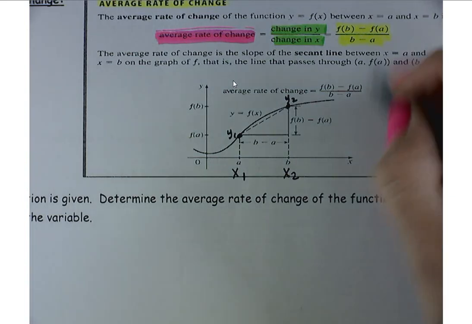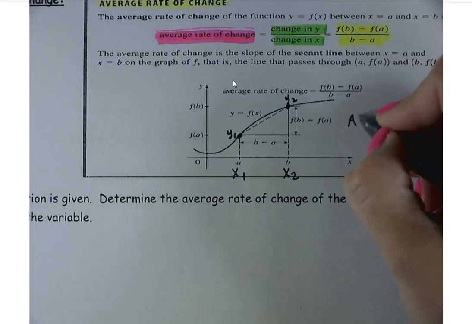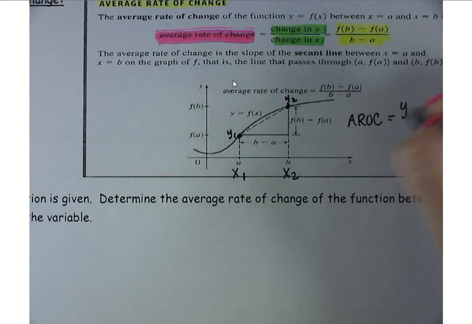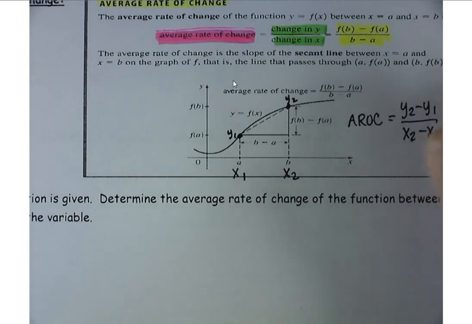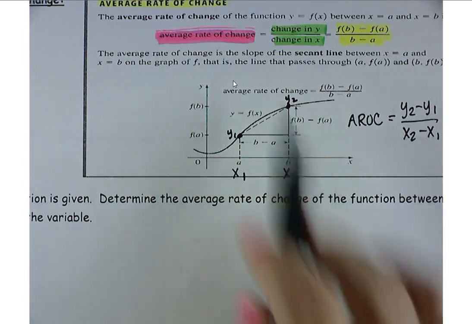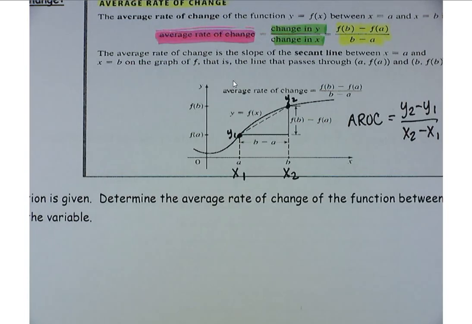So the rate of change, or I say the AROC, average rate of change, is y2 minus y1 over x2 minus x1, which is what you are used to seeing as your slope formula. So it really is just finding those 2 points and then finding the average, or the change in y over the change in x. You can also think of your y's as your outputs and your x's as your inputs.